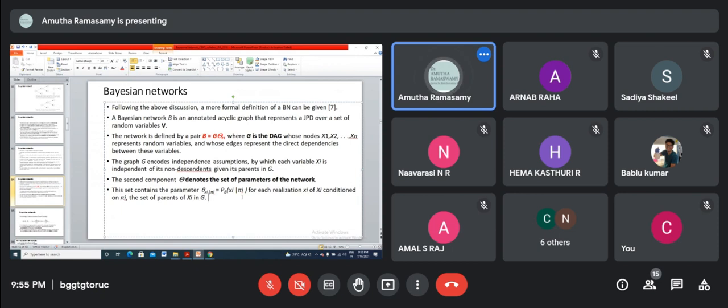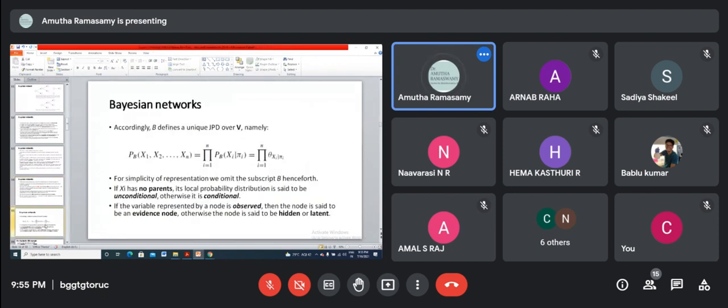Okay, so I think, yeah, conditional, unconditional, and whatever. Okay, so how many of you are aware of this probability? How many of you are aware of this probability?